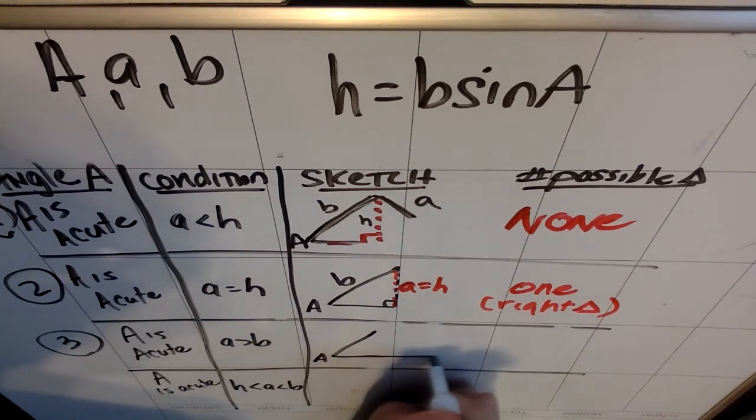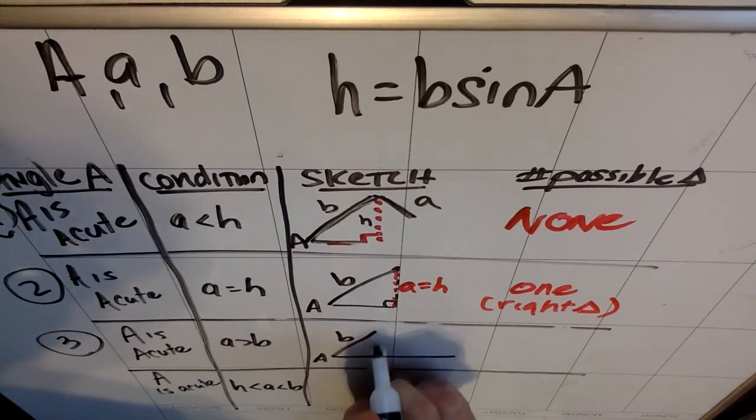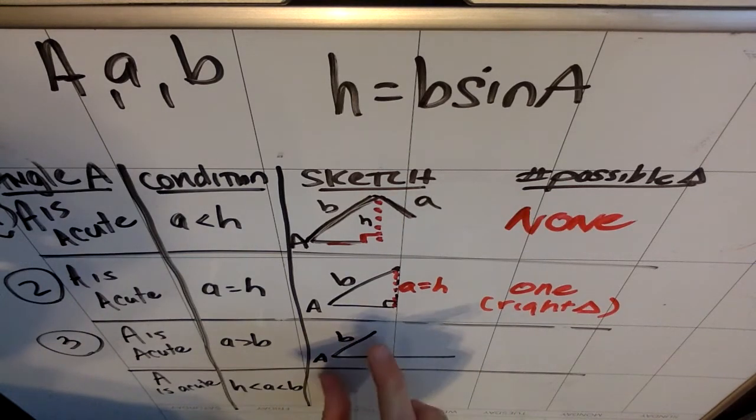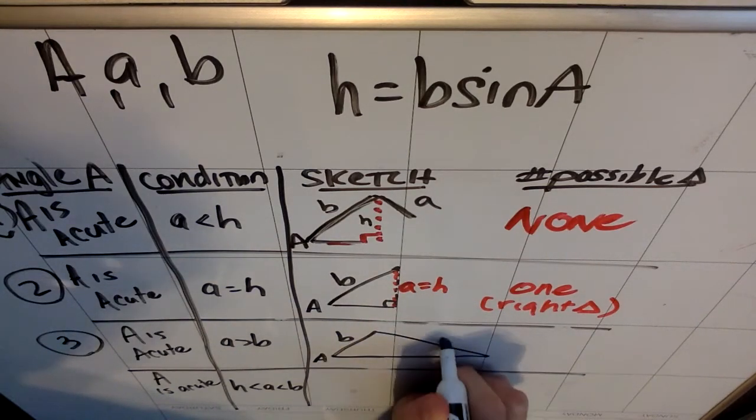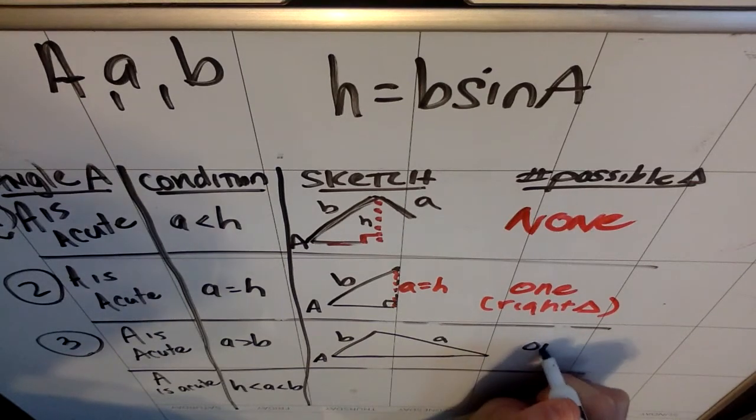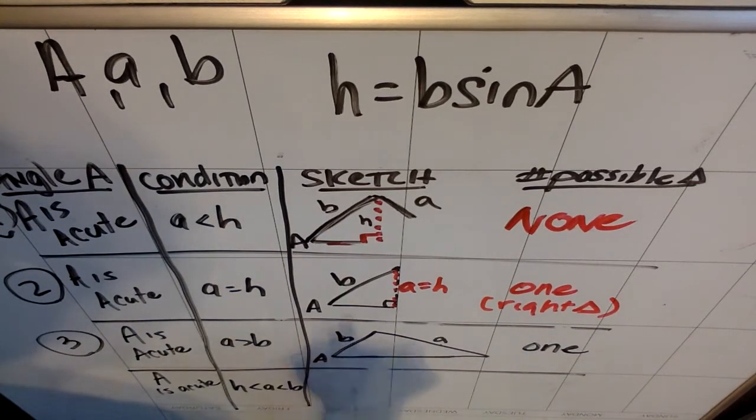So A is acute, and side A, little a, is longer than B. If I use my hand to mark out how long B is, A is something longer than that, somewhere over here, fine. And there's exactly one triangle that is created by that picture. So A is a bigger side than B.